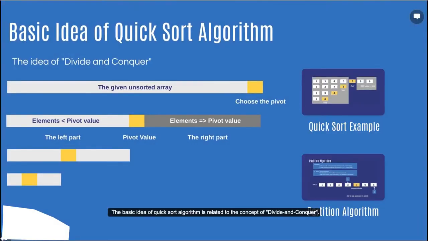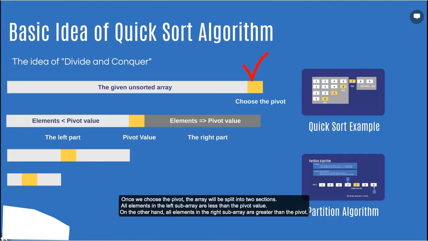The basic idea of the quicksort algorithm is related to the concept of divide and conquer. The key concept is to split the array into two sections according to the pivot value. First, we need to choose the pivot value. In this algorithm, we just use the last element in the array as the pivot.